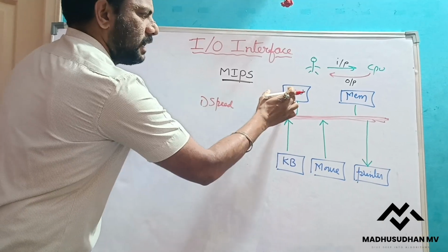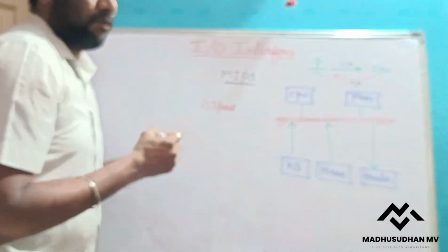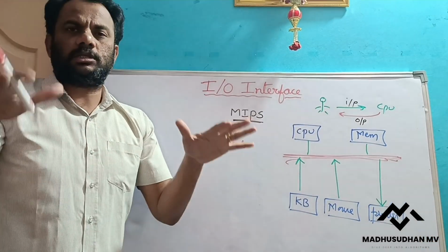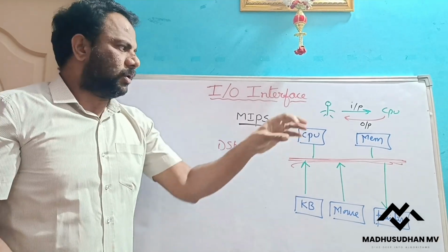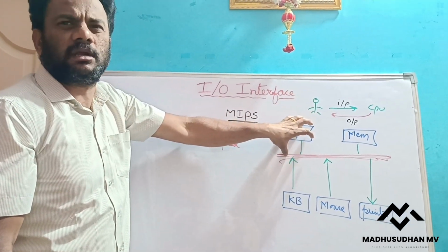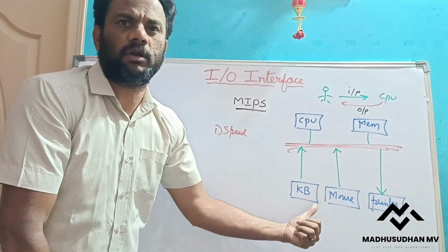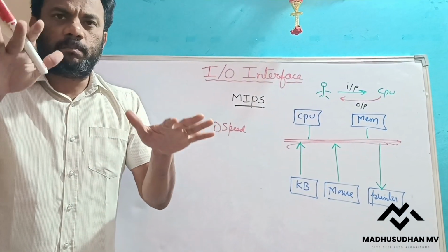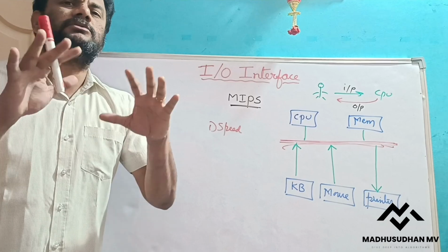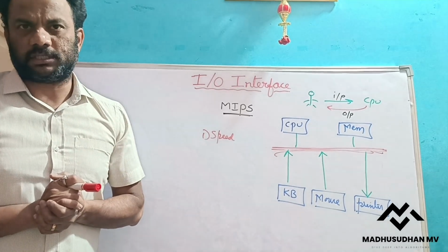The speed between the processor and the IO devices varies hugely. Our CPU is much faster, and IO devices are nowhere near that. IO devices are very slow. So in order to balance this speed, we need some synchronization technique.